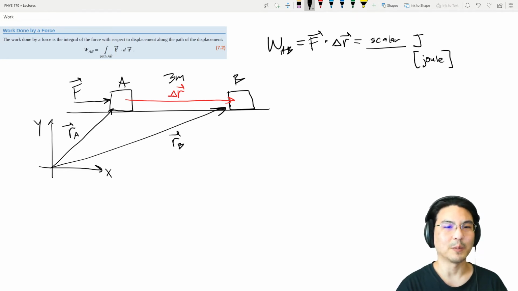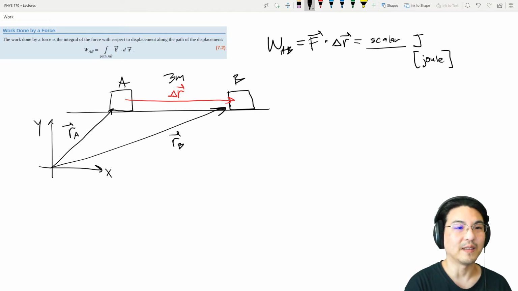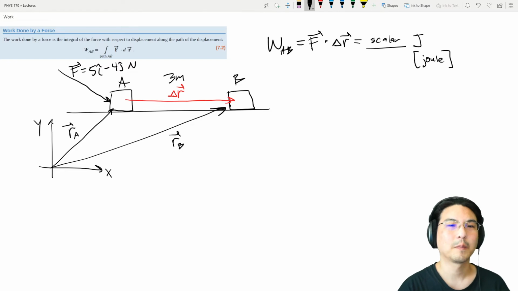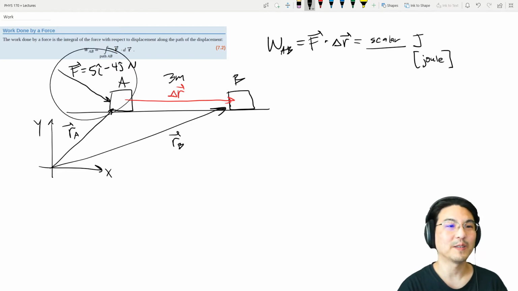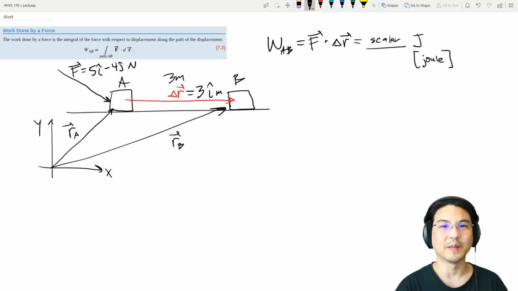Now let's change it up a little bit. Let's say you apply a force like this. Okay, let me just make up some numbers. Let's say it's 5i minus 4j. So now what is the work by this force? It's this dot this. Right, so if I say that's 3 in the i direction, you take the dot product.